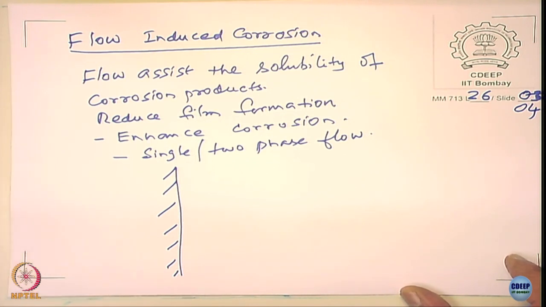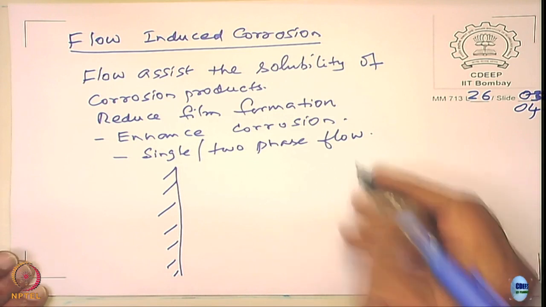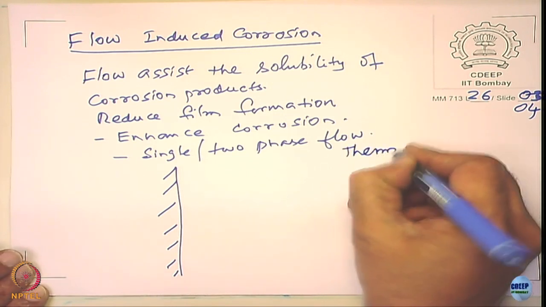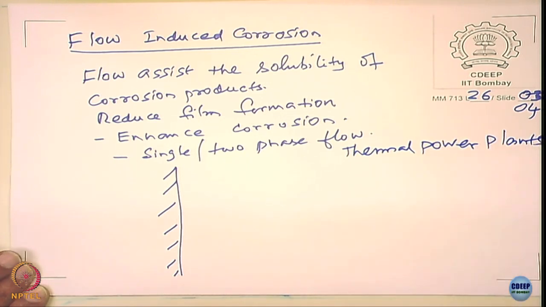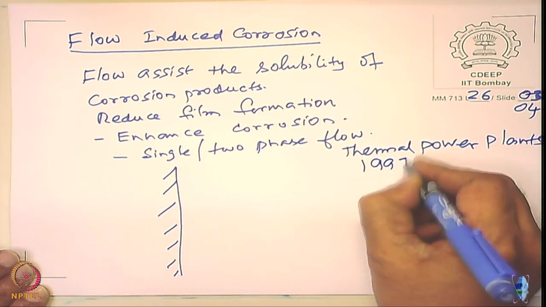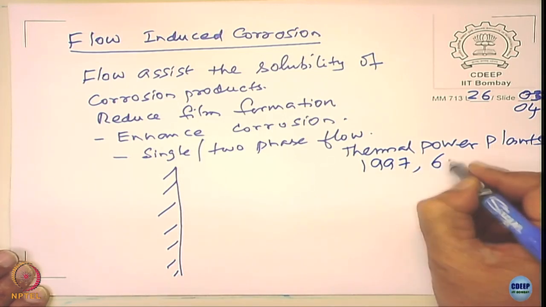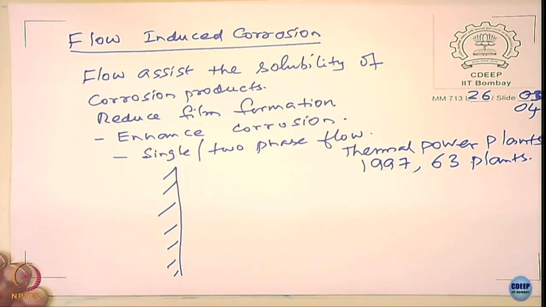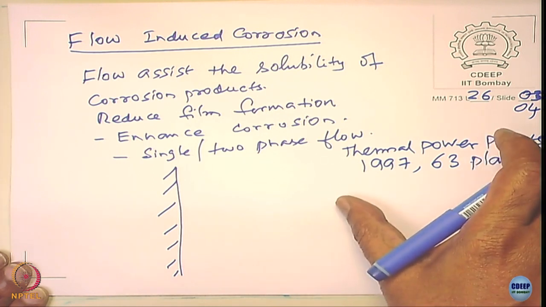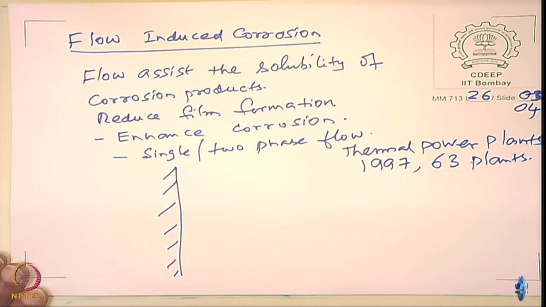Flow assisted corrosion was first found as a problem in thermal power plants. They made a survey in 1997 of 63 power plants, utilities. In all these cases, they found that quite an extensive number of plants suffered from flow assisted or flow induced corrosion.